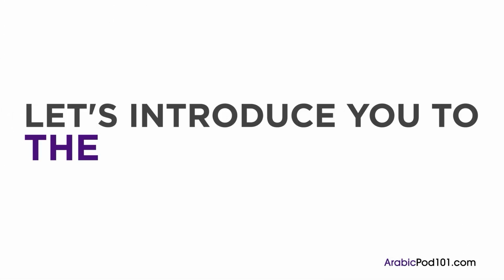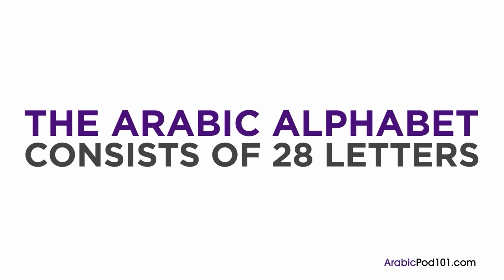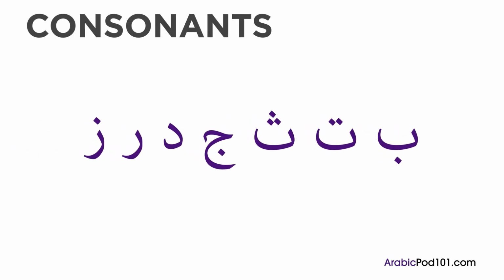First, let's introduce you to the Arabic alphabet. The Arabic alphabet consists of 28 letters. There are 3 vowels: Alif, wa, ya. The rest are consonants: ba, ta, tha, jim, dal, ra, za.